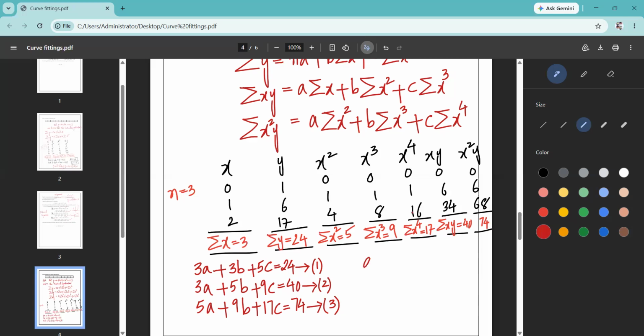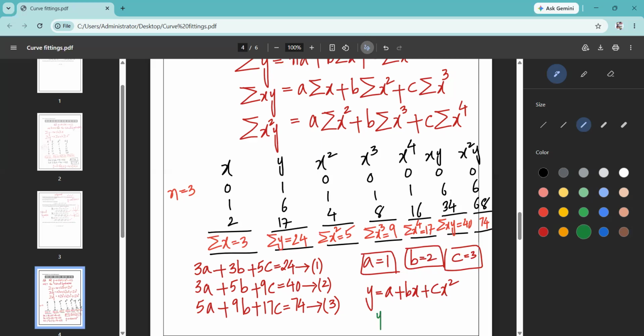X is equal to 1, sir. Very good. X is equal to 1 means A is 1. Y is equal to 2 means B value is 2. Z is equal to 3 means C value is 3. So we have taken the parabola as A plus Bx plus Cx square. Plugging in the values of A, B, and C, we get Y is equal to 1 plus 2x plus 3x square, which looks like a perfect parabola.